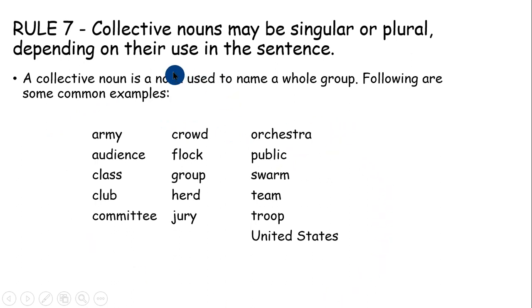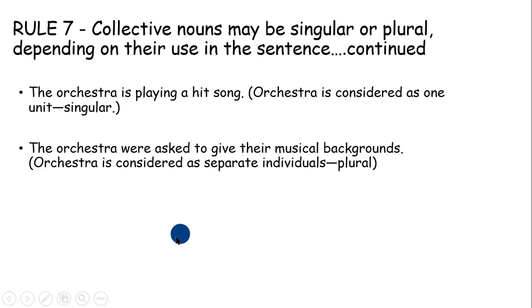And the rule is collective nouns may be singular or plural depending on their use in the sentence. So there is no fixed rule, it depends on the way you use it, and let's understand this. Here are the sentences. The orchestra is playing a hit song. Now let us see whether the word orchestra is used in a singular or a plural sense. In this sentence, orchestra is considered as one unit. So it is singular. It will take on a singular verb.